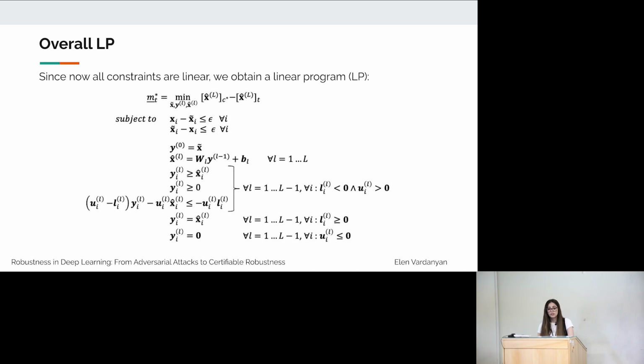Since now all of the constraints are linear and there's not even the binary variable that we had before, we can solve this problem using a linear program and not a mixed integer linear program. The only difference here is this part which encodes the triangle.